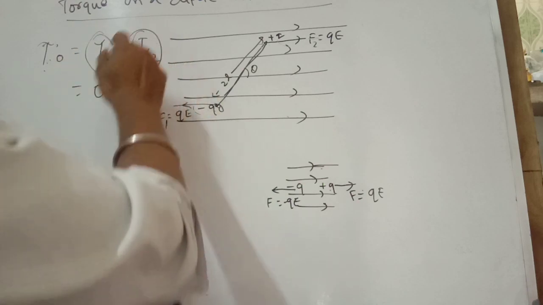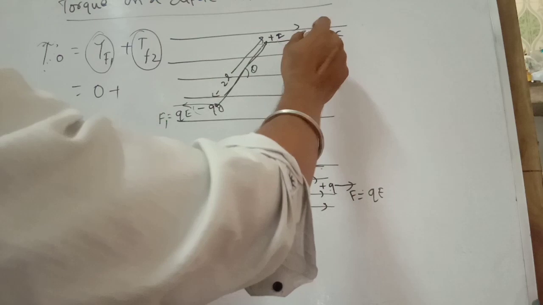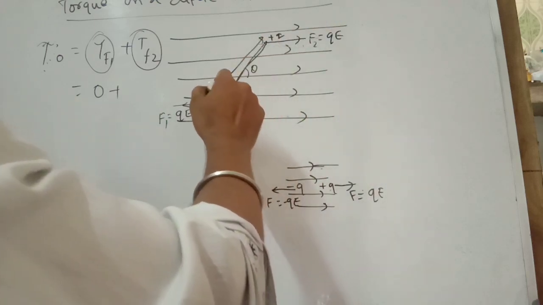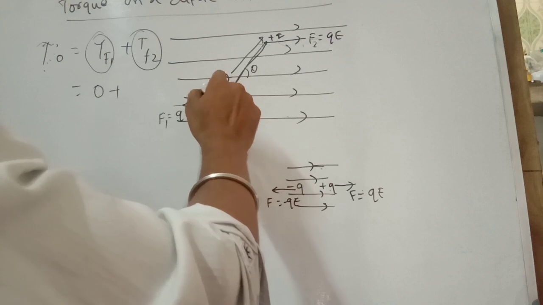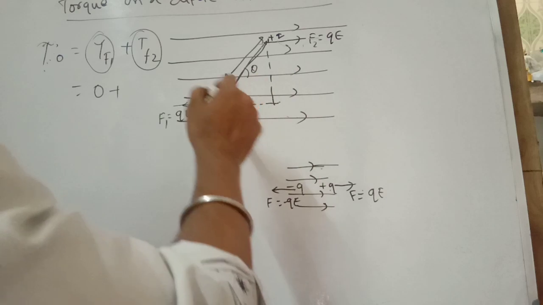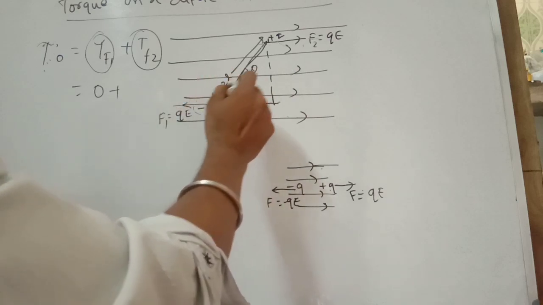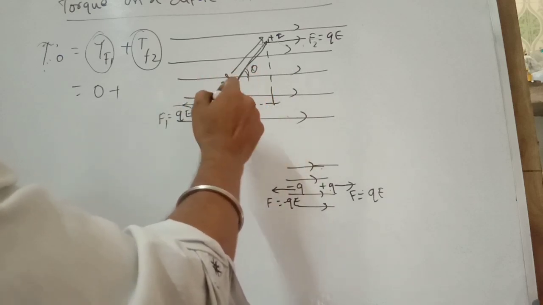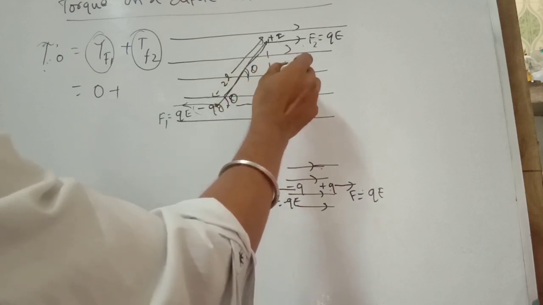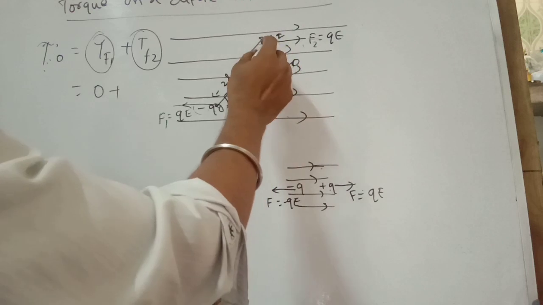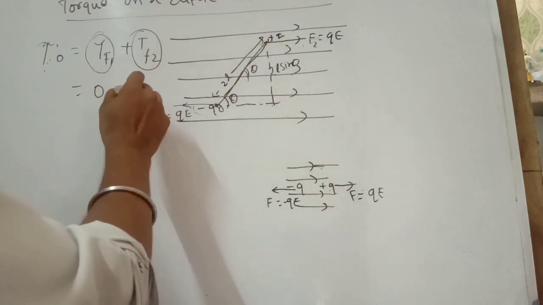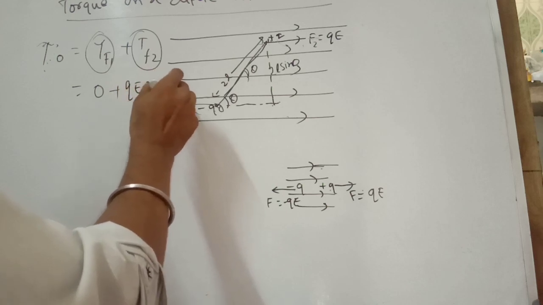Now the torque due to F2. The force is qE. So what is the perpendicular distance from the pivot point? You can find the perpendicular distance. Here this angle is theta, this one is theta, and this length is 2L, so the perpendicular distance becomes 2L sin theta. So the torque is qE into 2L sin theta.